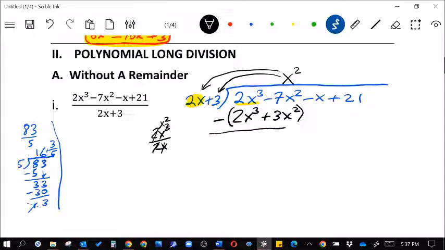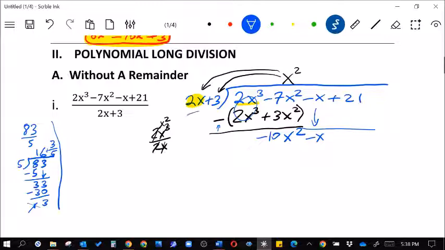Okay, so let's do that next step here. 2x cubed minus 2x cubed, this becomes 0. Negative 7 minus a positive 3, so it's negative 7 take away 3, makes it a negative 10x squared. So negative 7 of those minus 3 of those gives us a negative 10x squared. Now we'll bring this down, and we repeat the whole process.